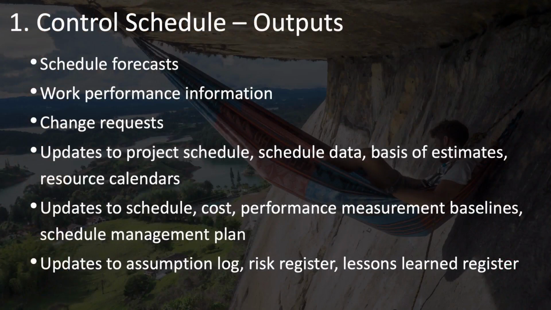The primary outputs of the control schedule process are schedule forecasts and work performance information supporting the forecasts. You'll often update the schedule data, basis of schedule estimates, and resource calendars to reflect actual performance. You may also find that you need to make some changes to the baselines, which will require change requests that will go through your Perform Integrated Change Control process. And you'll update the assumption log, risk register, and lessons learned register as needed.